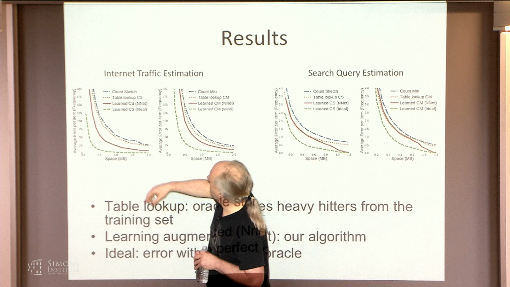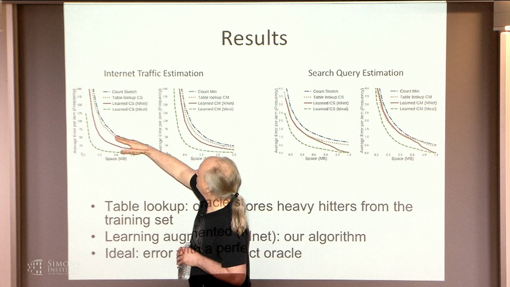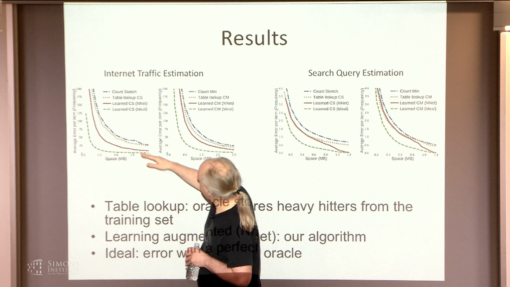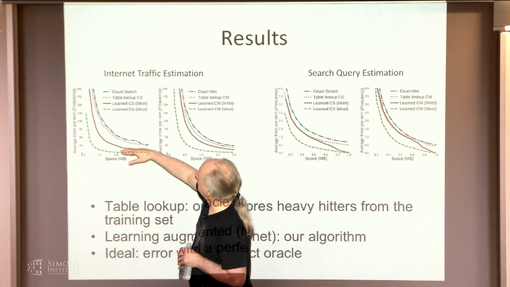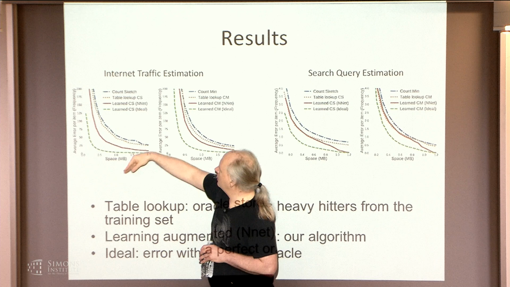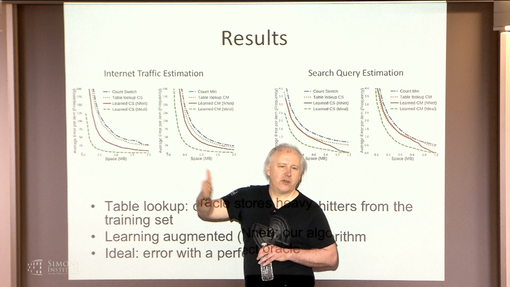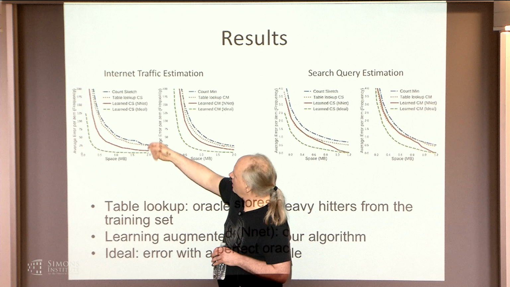The blue, in all cases, is the classic algorithm. So here is the classic count sketch. There's a trade-off between the average error and space. Red, the solid red in all plots, is a learned version of the count sketch, meaning that you train the oracle, and the space is also included in the total, amortized over all days. So we include the space needed to store the recurrent neural network in this plot here.